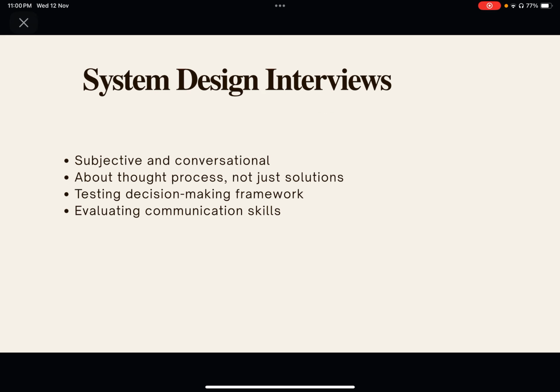Then, system design interviews. Many people preparing for interviews find system design intimidating because it's so different from the coding interview. System design interviews are very subjective and conversational in nature. Unlike algorithmic problems with a definite solution, these interviews evaluate our thought process, how we make decisions, and how well we communicate our ideas. The interviewer wants to understand how you think, not just what you know. They are interested in the journey, how you arrive at your solution, not just the final destination.